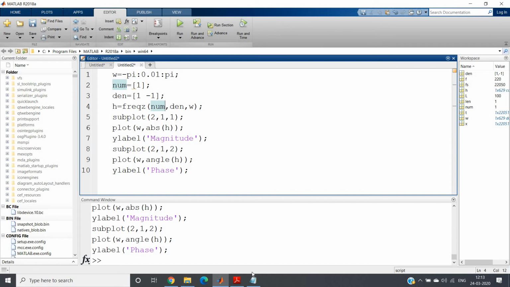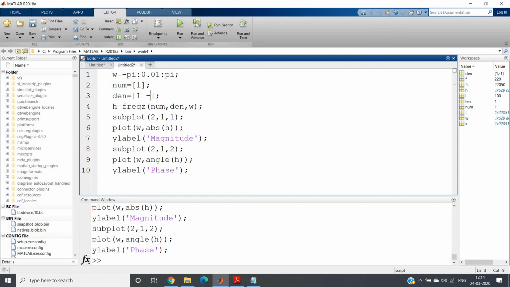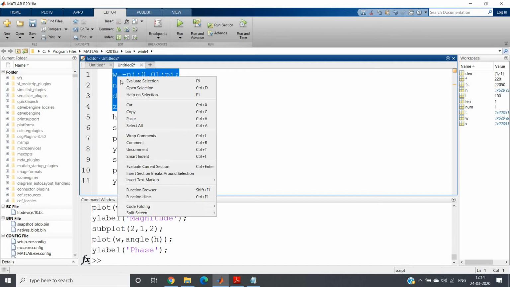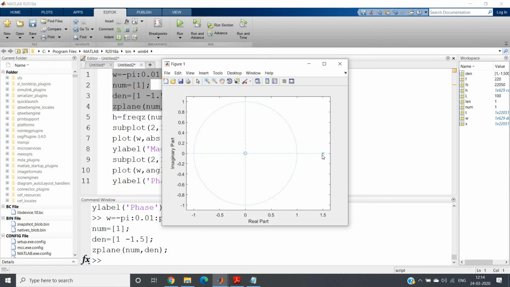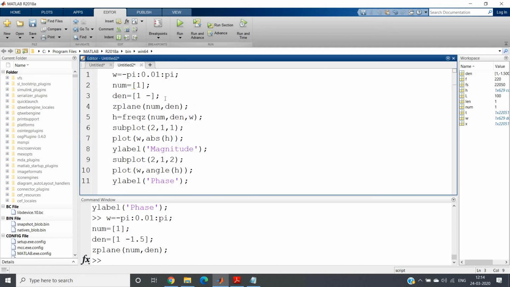Very simple. See here, this was our difference equation, right? y of n is equal to x of n plus a into y of n minus 1. So we are getting H of z as 1 by 1 minus a z to the power minus 1. So the numerator coefficient is 1 and the denominator coefficients will be 1 and minus a. Suppose I take a value greater than 1, say 1.5. Now just observe what we are getting in the pole-zero plot. If we do like this, we are getting one pole outside the unit circle, which makes our system unstable, right? So we should always take a value lesser than 1.